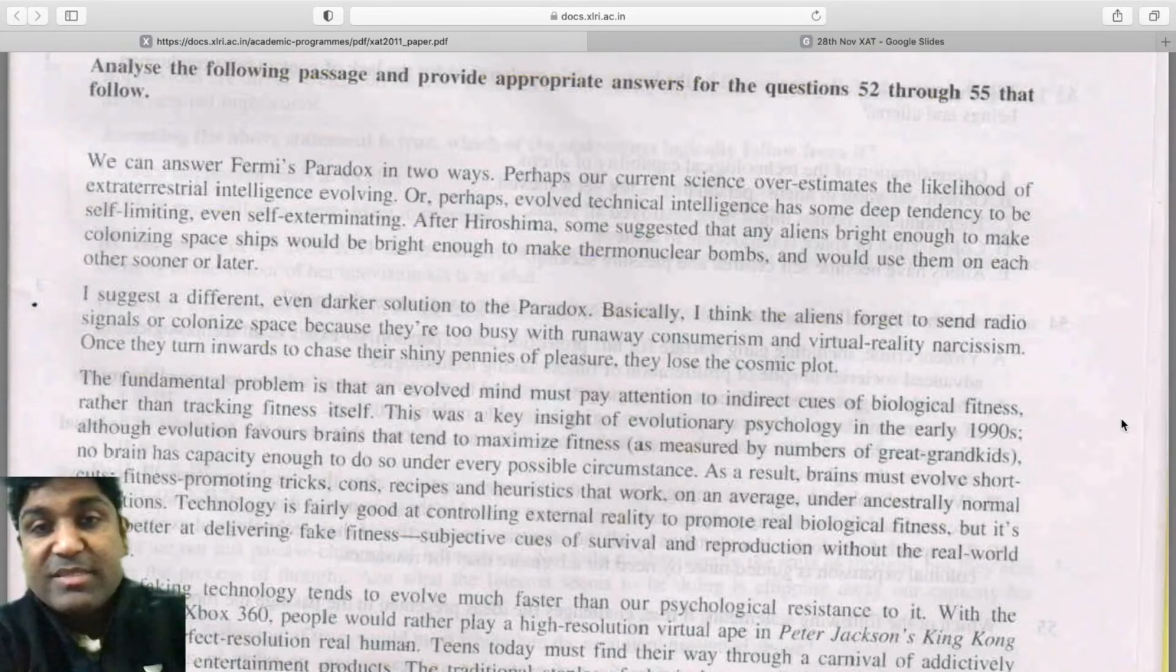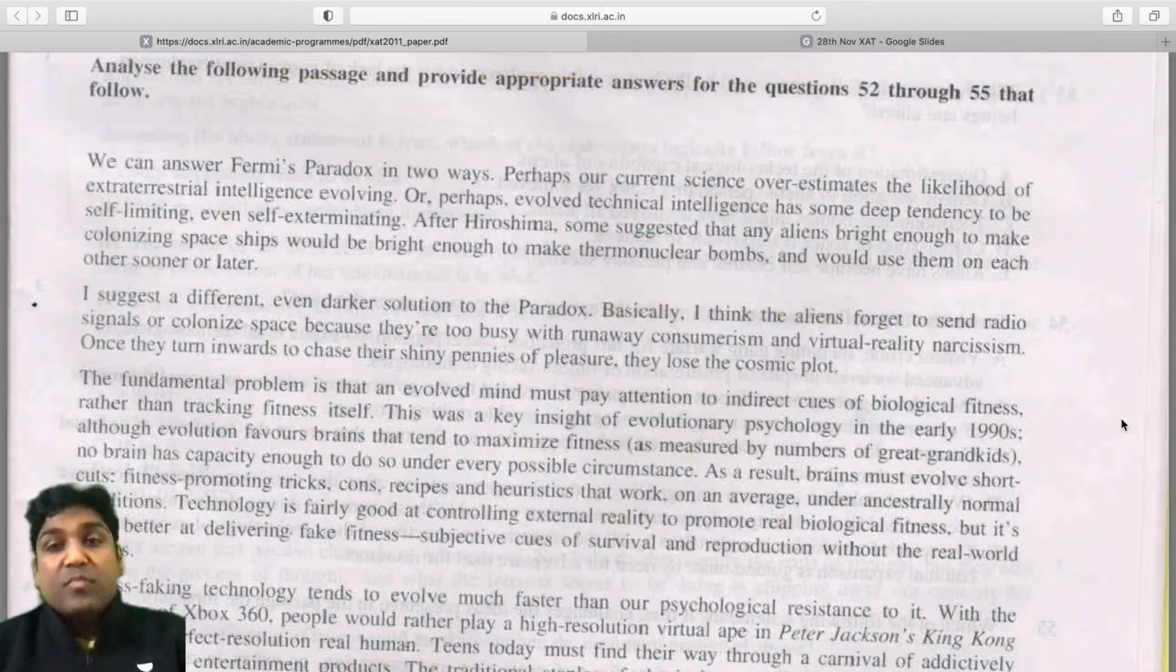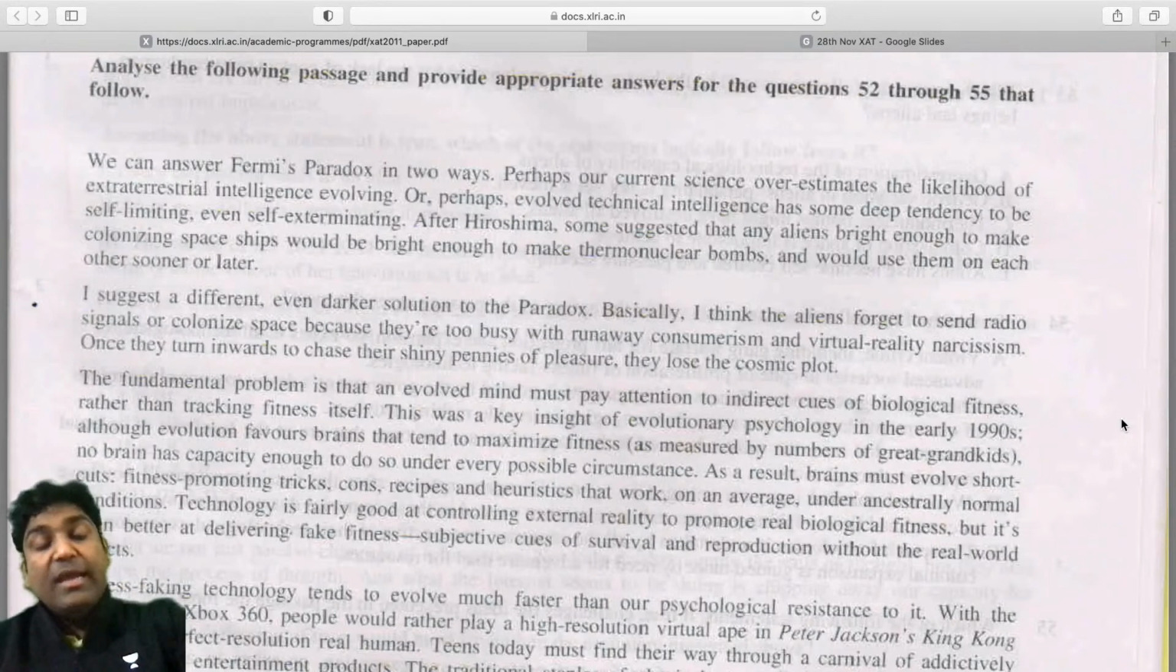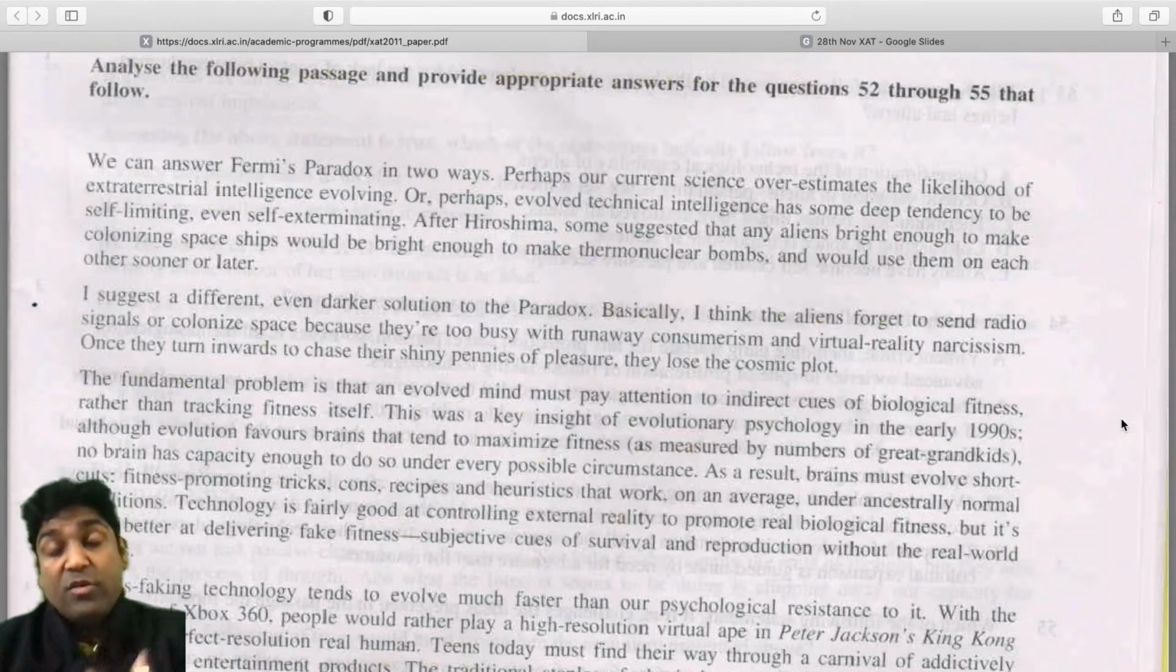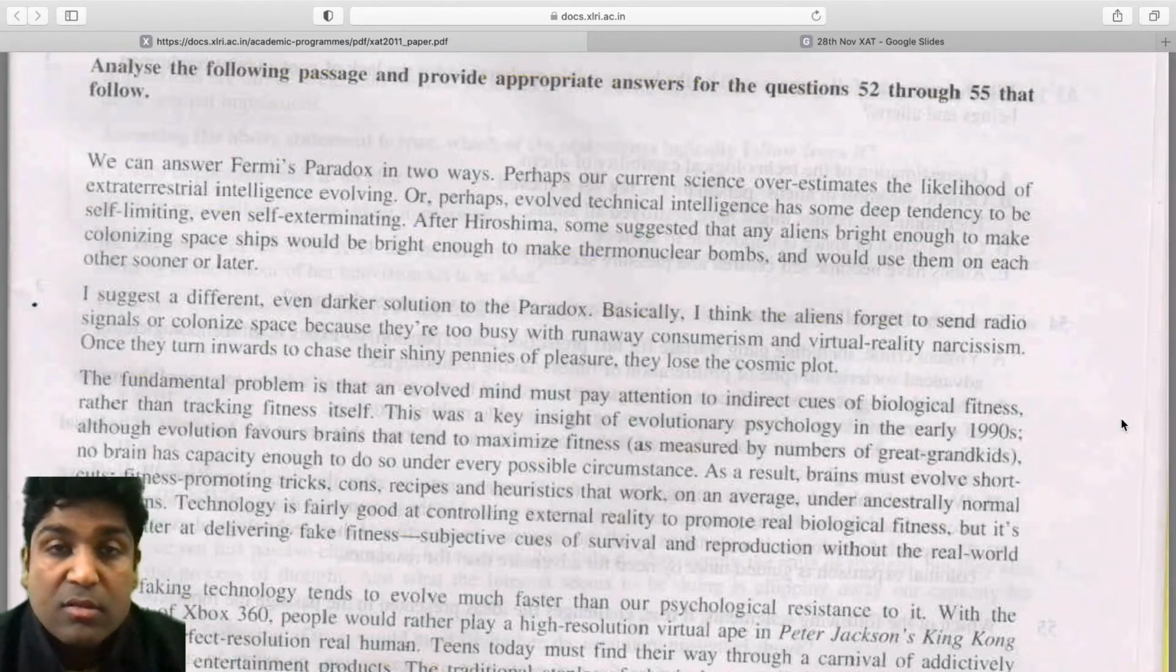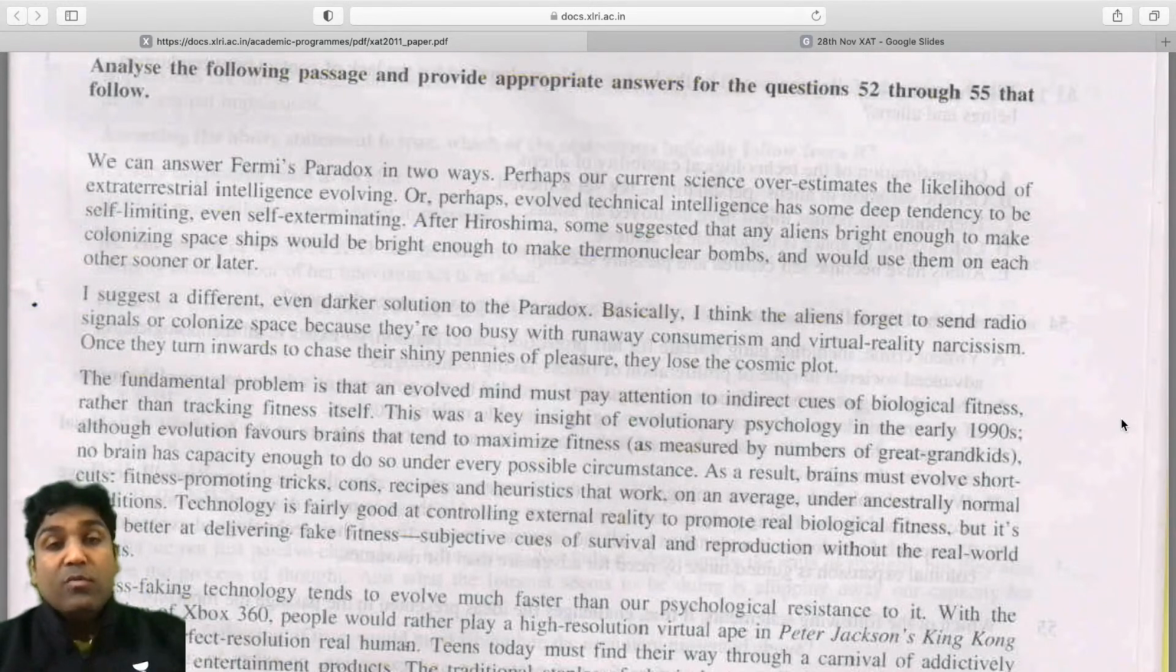So the purpose here is that they're talking about some paradox. They're saying that the aliens have not been able to reach out to us, because probably they are using atomic energy, the atomic bombs, on each other, the way we used them at the end of World War II.